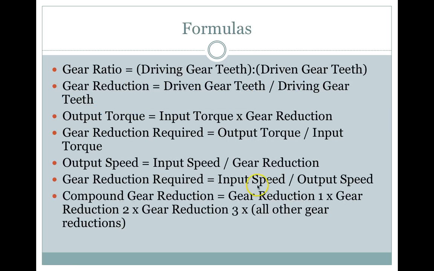Formulas. Gear ratio equals driving gear teeth to driven gear teeth. Gear reduction equals driven gear teeth divided by driving gear teeth. Output torque equals input torque times gear reduction. Gear reduction required equals output torque divided by input torque. Output speed equals input speed divided by gear reduction. Gear reduction required equals input speed divided by output speed. Compound gear reduction equals gear reduction 1 times gear reduction 2 times gear reduction 3 times all other gear reductions.